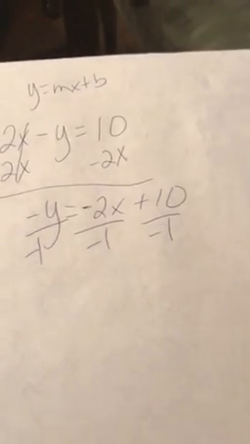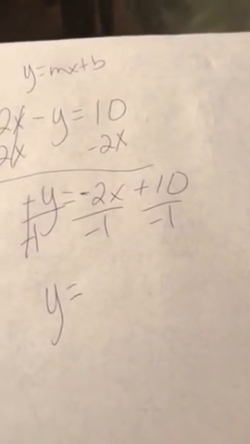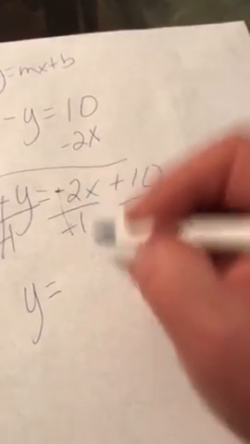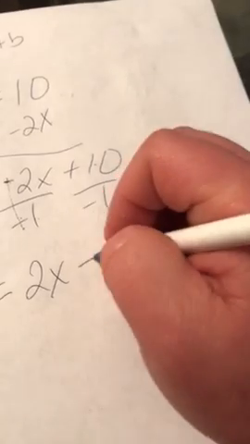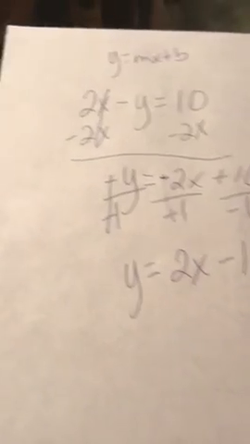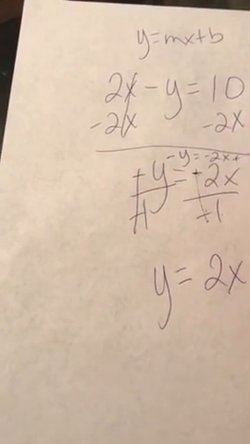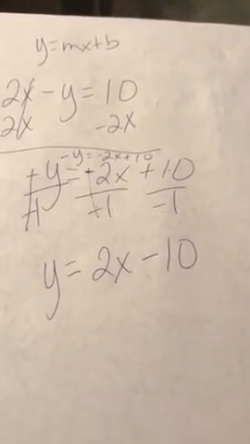So negative y divided by negative 1, negative divided by negative is a positive, and y divided by 1 is just y. And then a negative divided by a negative is a positive, and 2x divided by 1 is 2x. And then a positive divided by a negative is a negative. 10 divided by 1 is 10. So negative y equals negative 2x plus 10 becomes y equals 2x minus 10 in slope-intercept form.